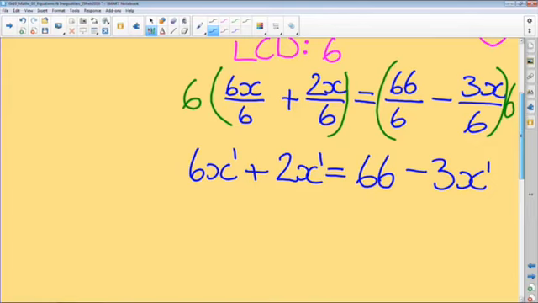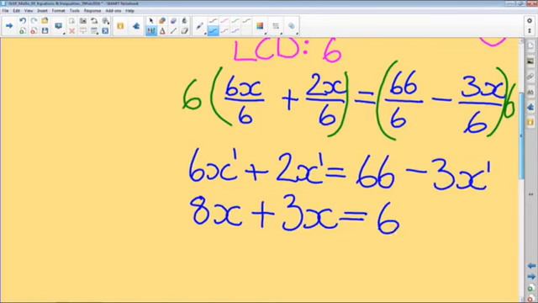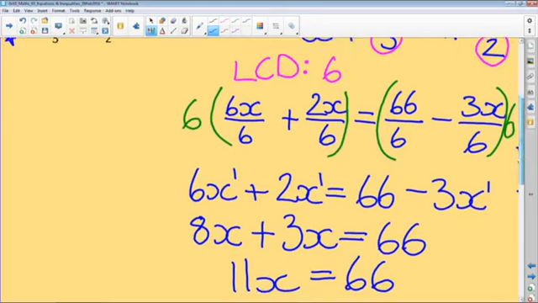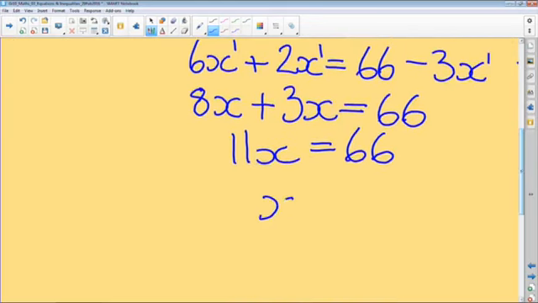So that means I now have, let's add these like terms, 8x, and bring the 3x over, and it was minus on that side, which means it's now adding on this side. 8x plus 3x equals 66. What is 8 plus 3? Well, that's 11x equals 66. And I hope that you know that then means, let's just scroll down, that x will be equal to 6.